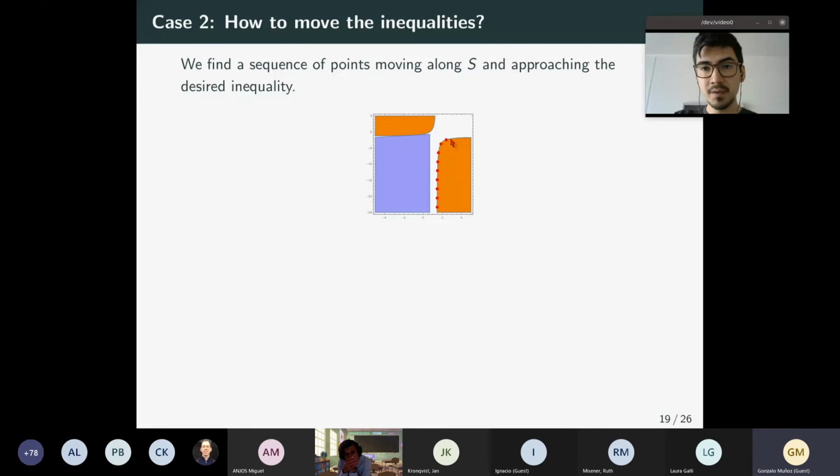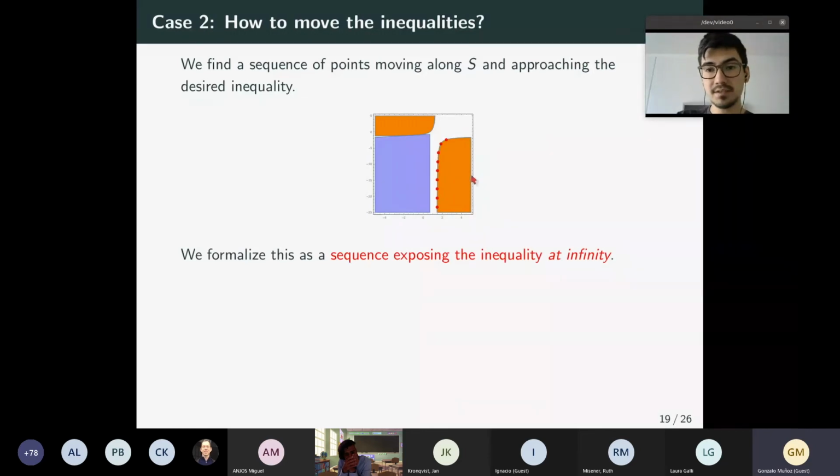What we do is find a sequence of points along S, like this red dot, which is diverging, but it's sort of getting closer and closer to the inequality. And we actually included this in our criterion for maximal S3 sets, because the criterion that I had before was too strong and wasn't able to prove something like this. So what we did was formalize this type of sequence as a sequence which is exposing the inequality at infinity. Okay, and we added this.